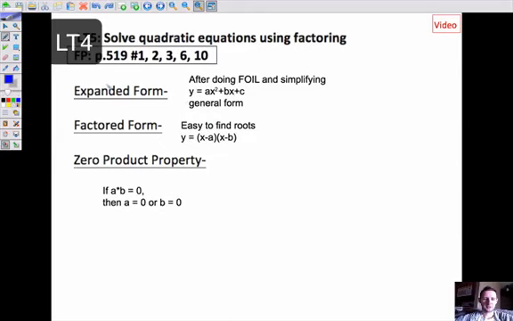Here's some quick definitions for you. Expanded form is what you get after doing FOIL and then simplifying. If you remember all the way back to the beginning of the year, we might have had something like that, and we would use FOIL or the distributive property to simplify this. The expanded form is basically what you get after doing the expand and simplify, or the FOIL and simplify.